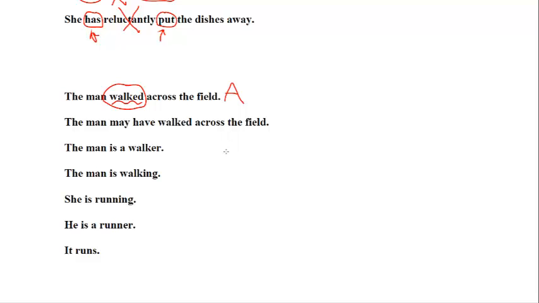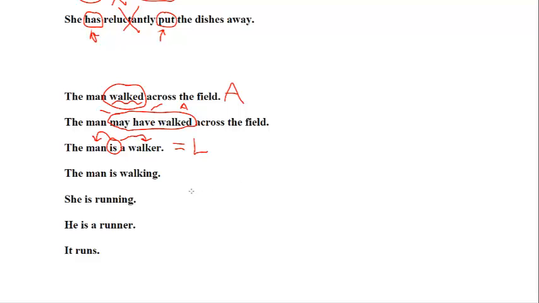The man may have walked across the field. Okay, looks like I have a helper and an action verb. I have helper, helper, action. The man is a walker. All right. Well, there's not an action going on in this sentence. And if I had a helping verb, I would definitely have an action verb too. This looks like a verb that is linking or renaming my subject to walker. Man equals walker. This is a linking verb.